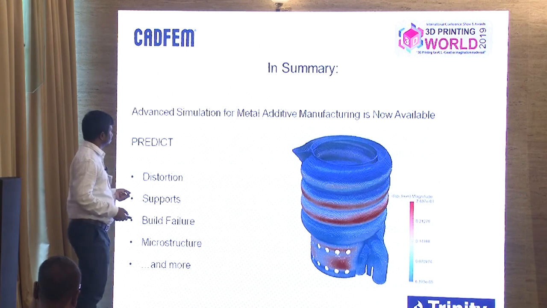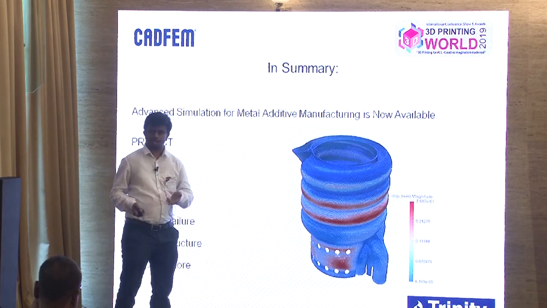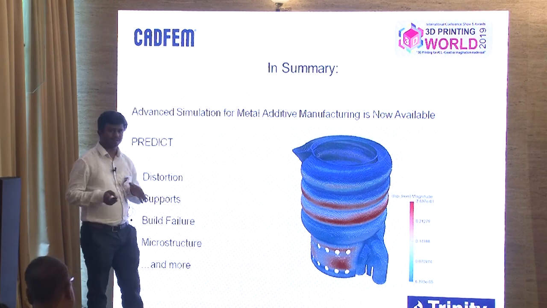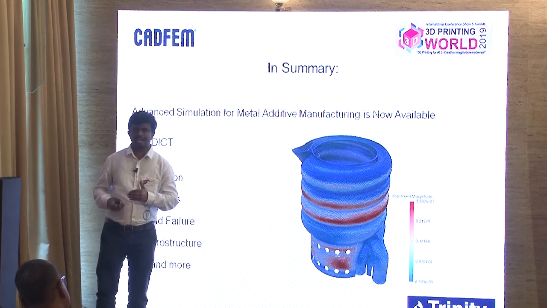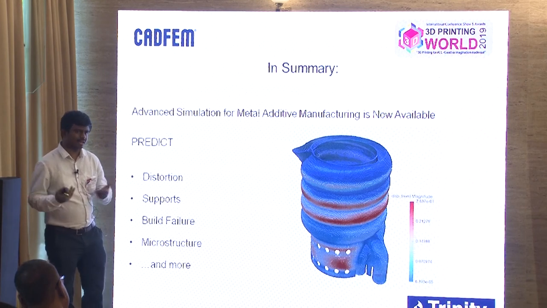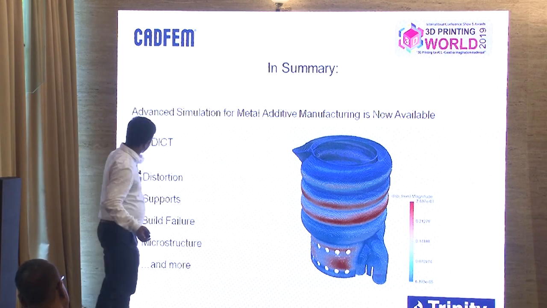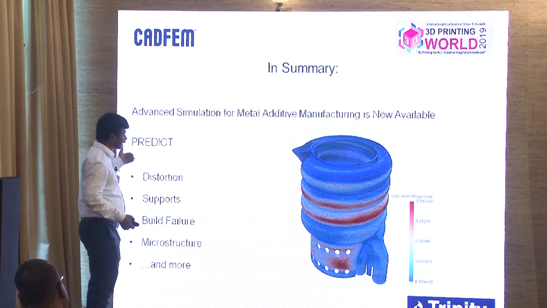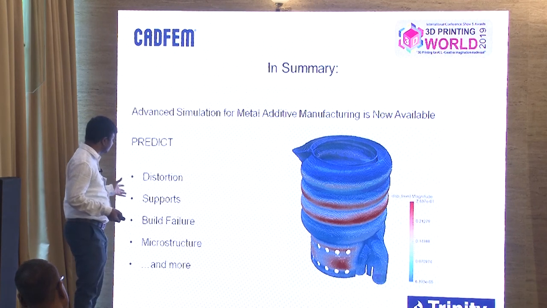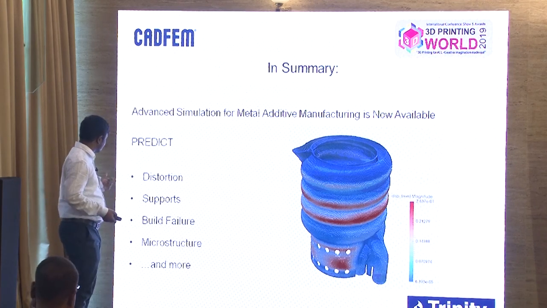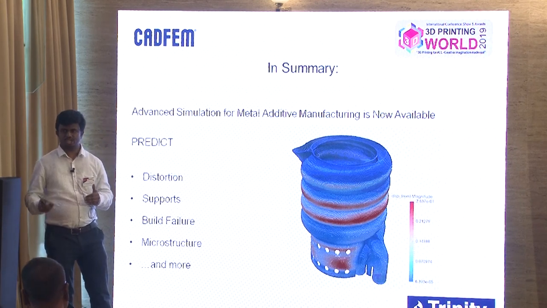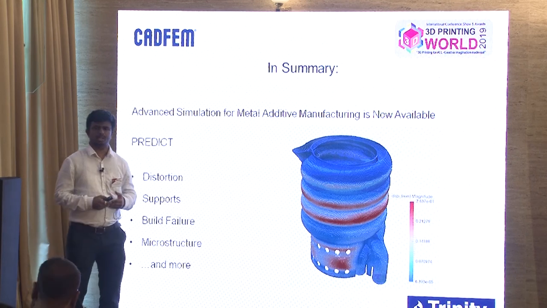So with that, I conclude my presentation, pointing you to the fact that additive manufacturing can be driven to realize its full potential when simulation kicks in and provides much support in the background. You can predict things like distortion and the kind of physics-based supports that are needed in additive manufacturing. Failures can be predicted beforehand, microstructures can be analyzed, and there is much more scope in the synergy of simulation and additive manufacturing. Thank you very much for the opportunity.